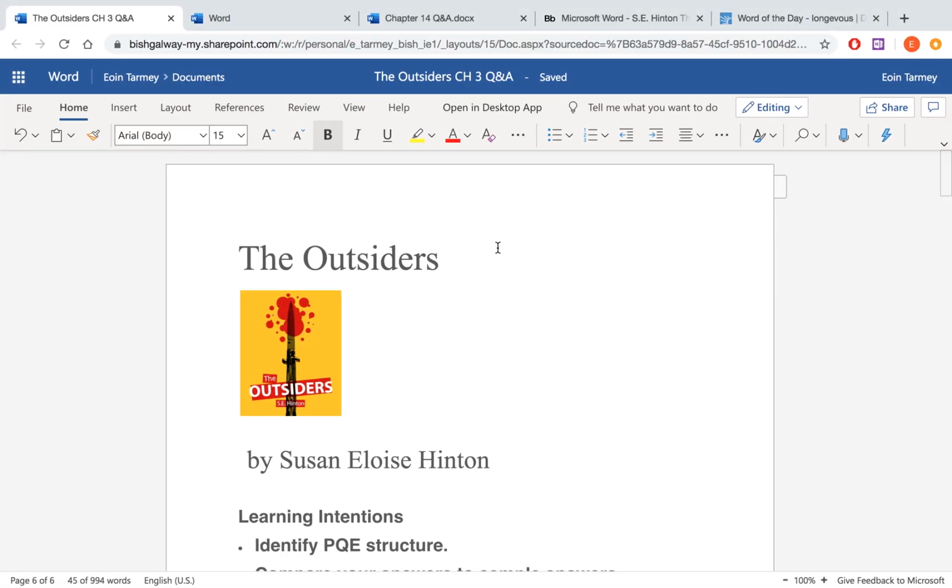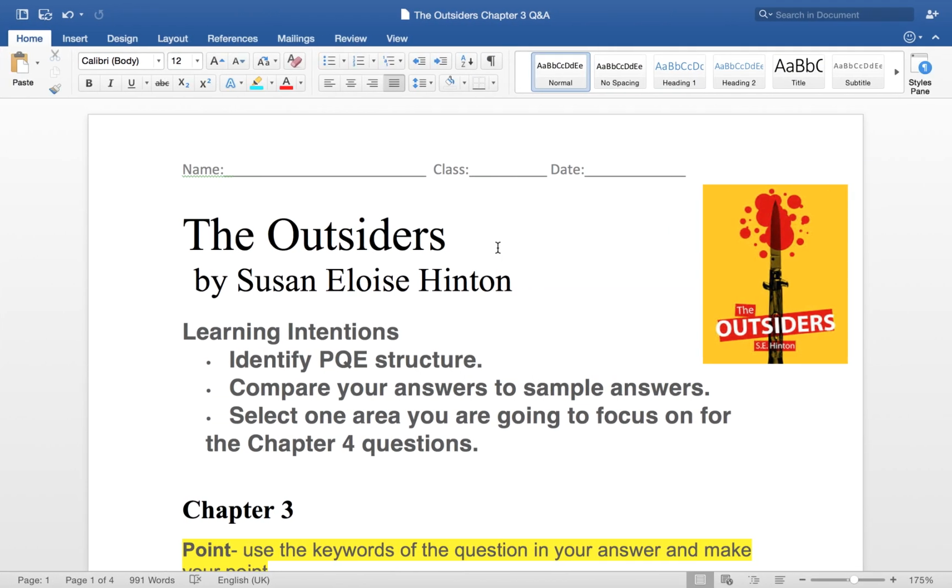Gents, we'll stand for quiet prayer and get our uniforms in order. Okay, guys, take your seats.